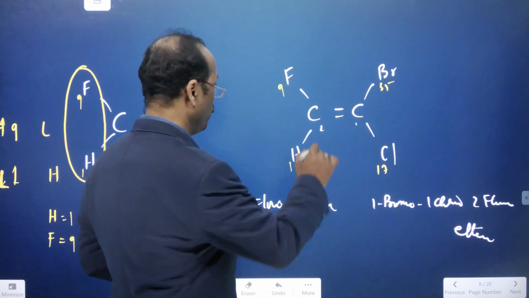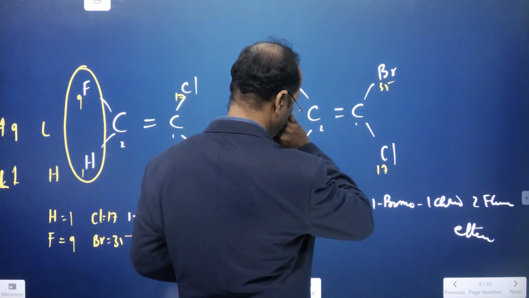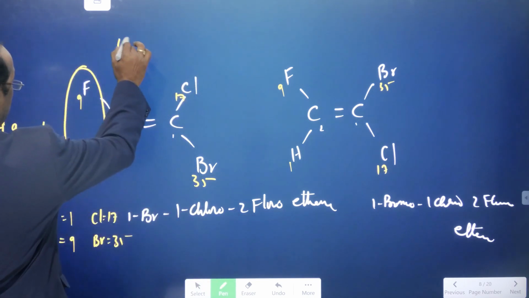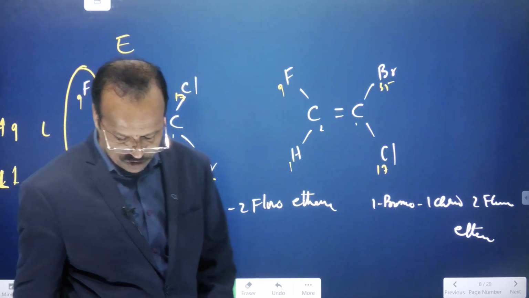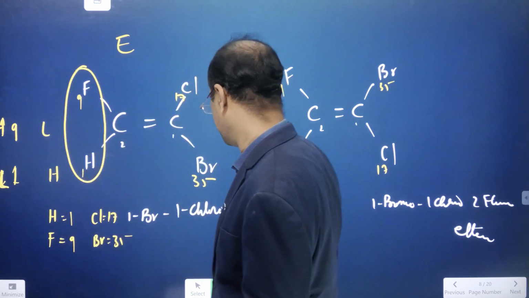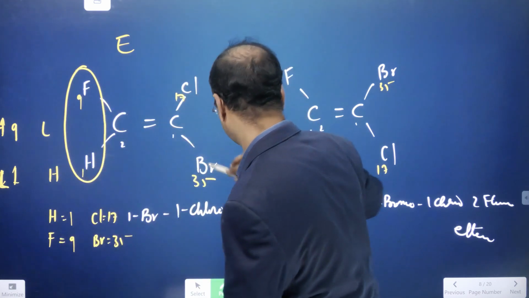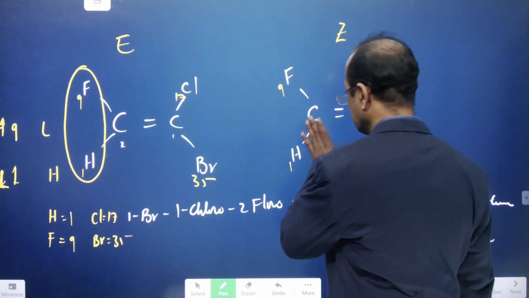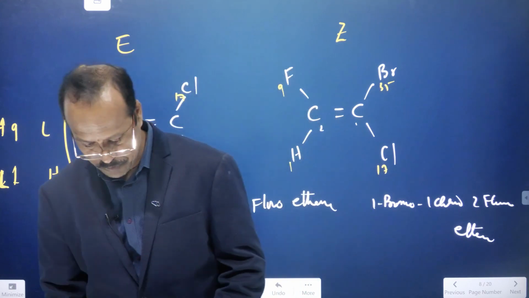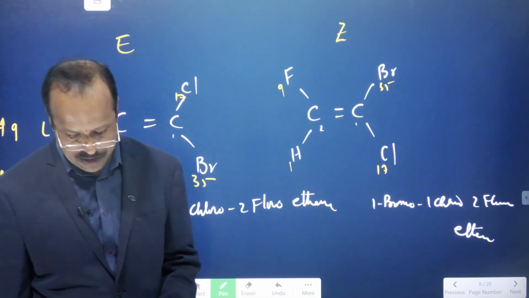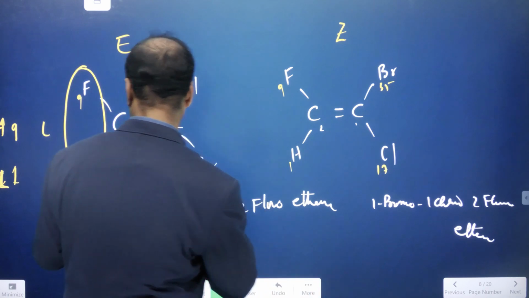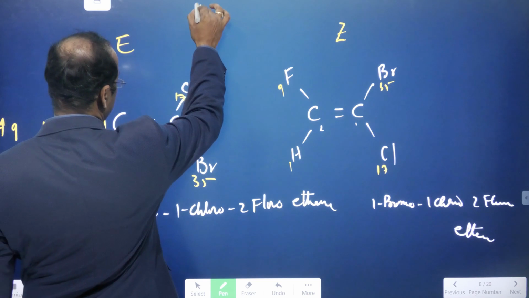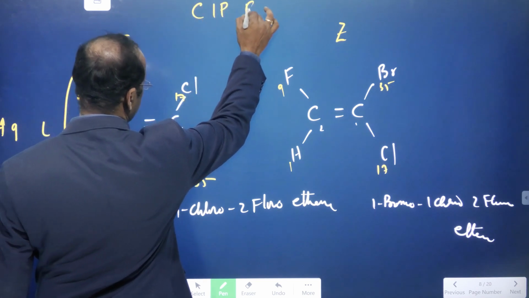So we can say that here this is E notation. What is it called? E notation. E means what? Opposite. Higher groups on opposite sides. And this is Z notation. Z means what? Both are on one side. Clear to you? So here we can give E or Z by using atomic numbers, the preferential atomic numbers. This is called the SIP rule. What is it called? This is the SIP rule.